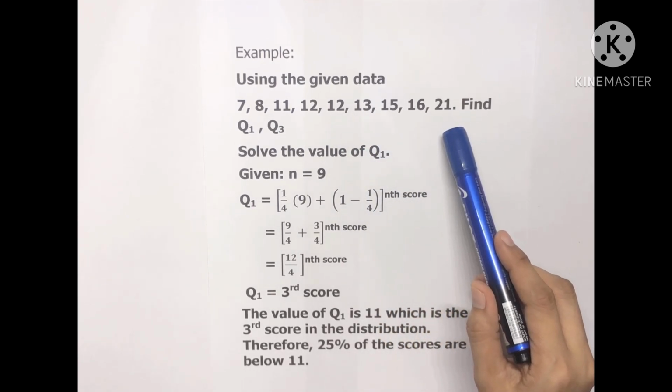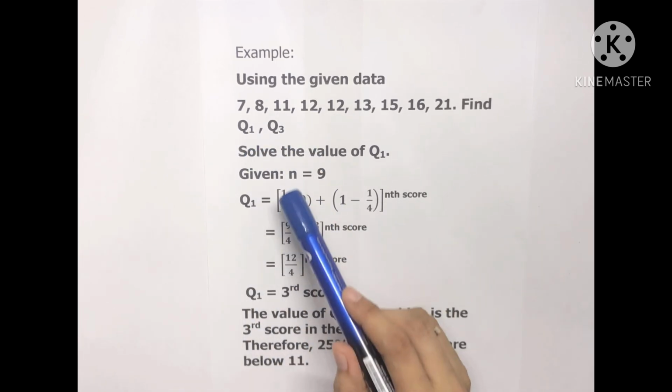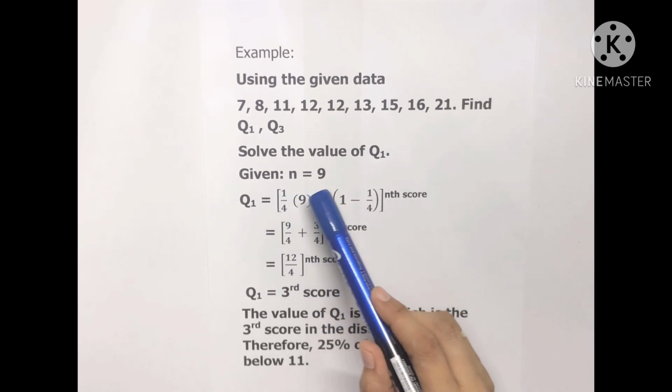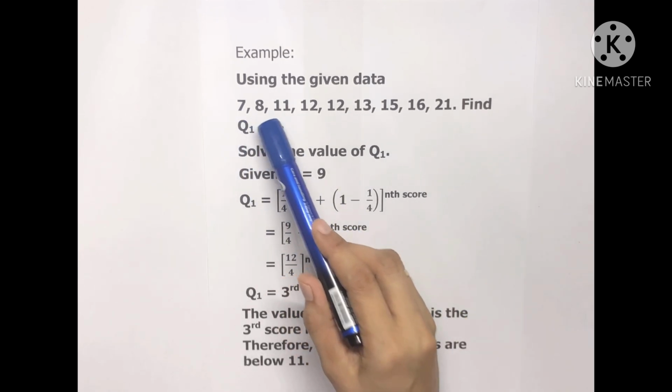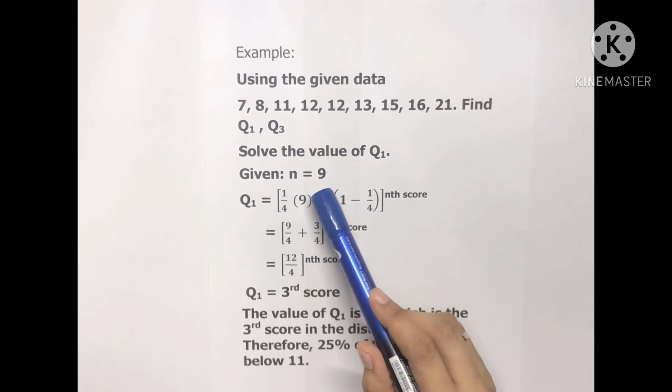Okay, for example, using the given data, 7, 8, 11, 12, 12, 13, 15, 16, and 21. Find Q sub 1 and then Q sub 3. So first, we will solve for the value of Q sub 1. Given n equals 9 because we have 1, 2, 3, 4, 5, 6, 7, 8, 9. So our n is equal to 9.